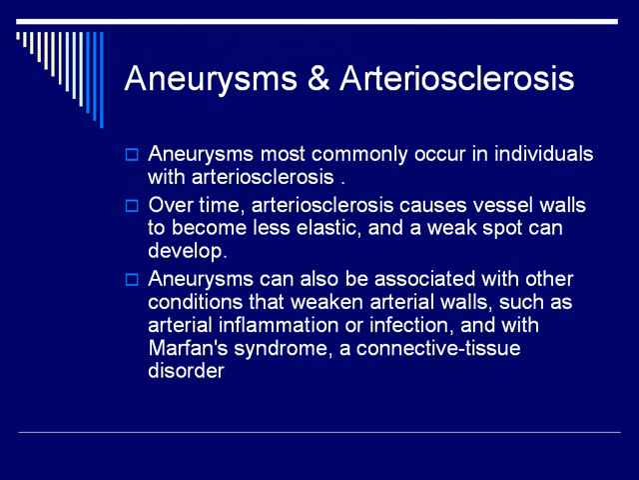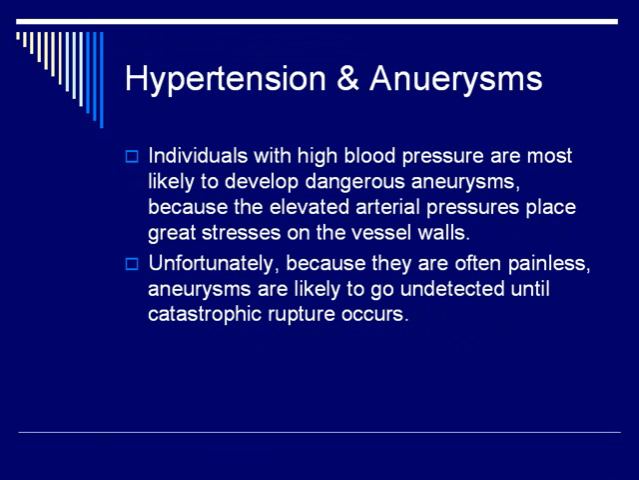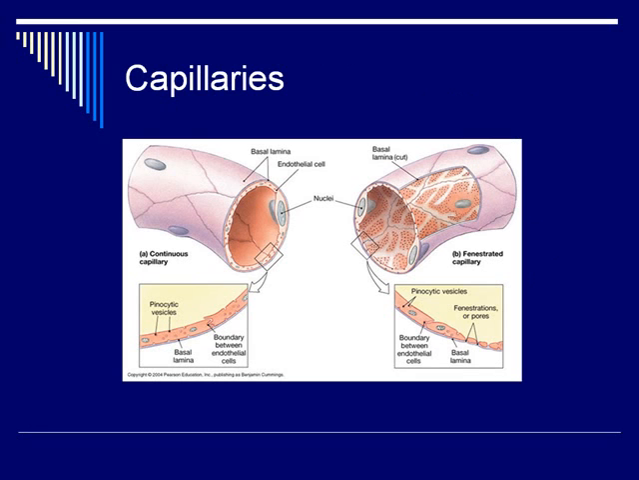Typically the two are related. Aneurysms occur in individuals that have arteriosclerosis. Now, it's not an absolute, but you certainly see a correlation between aneurysms and arteriosclerosis. Aneurysms can also be associated with conditions that would weaken the wall, such as inflammatory processes. Marfan syndrome, you may have heard of before. It's a hereditary disorder that causes weakening and difficulty maintaining connective tissue structures. Hypertension and aneurysms are also closely related. Unfortunately, because blood pressure can be a silent killer, many times it goes unnoticed, causing a significant amount of stress on the blood vessel, leading to problems.